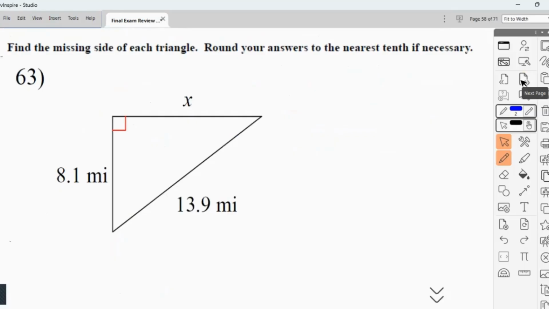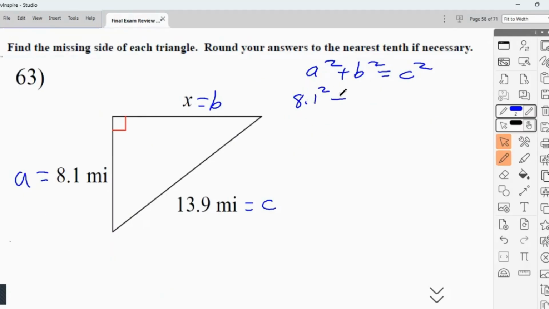63. So in this case, it's asking us to find the missing side of the triangle. Round your answers to the nearest tenth if necessary. So let's see what we got. This is C. Let's make this A. Let's make this B. A squared plus B squared equal to C squared.